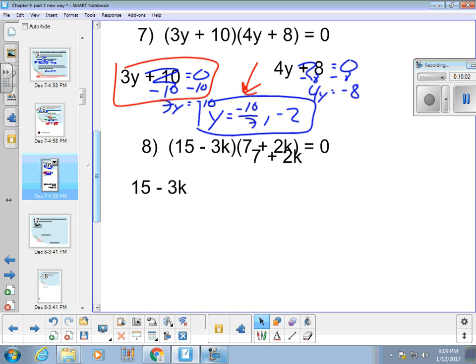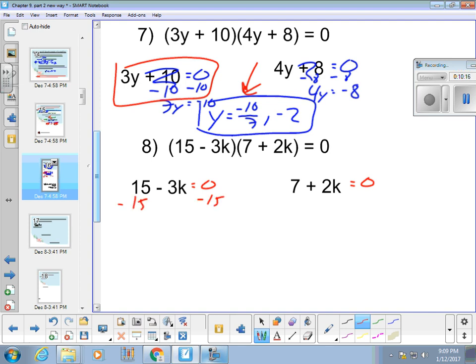Here's number 8, same thing. I need to figure out when each of these binomials equals 0, because that'll make me use the zero product property. That will find the two solutions that make this equation true. So I bring them off just like here. Looks like a little equation. First step in a linear, I would subtract 15 from both sides. I get negative 3k equals negative 15, and then divide both sides by negative 3. So I get k equals 5 as one of my solutions.